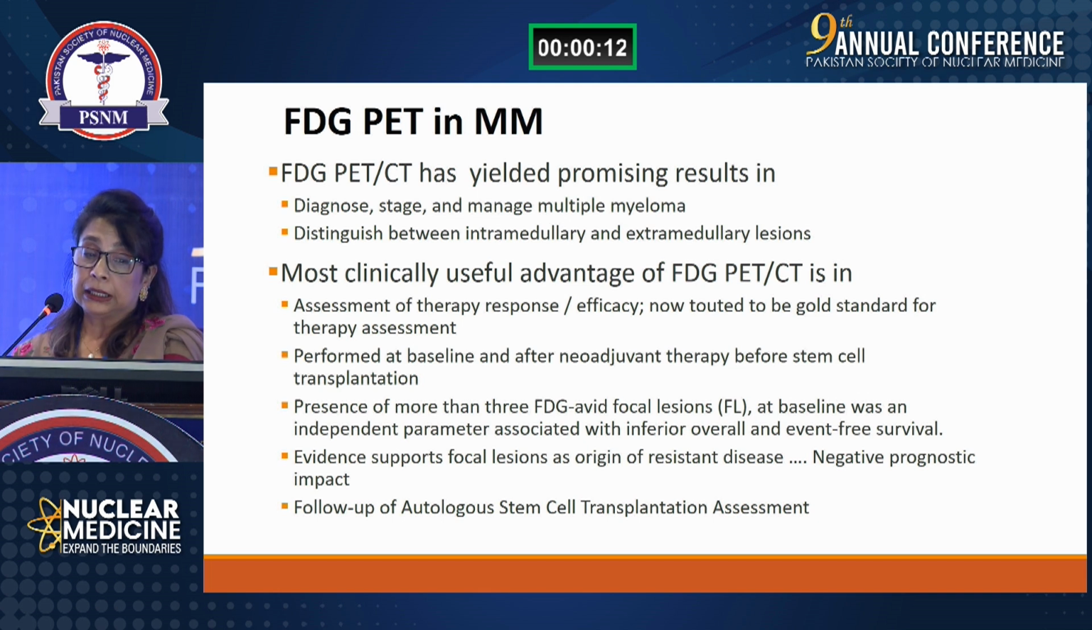The most useful advantage is the assessment of therapy response, and it is best performed at baseline and after neoadjuvant therapy before stem cell transplantation. Presence of more than 3 FDG avid focal lesions at baseline was an independent parameter associated with inferior overall and event-free survival. Evidence supports focal lesions as origins of resistant disease, and they have a negative prognostic effect. And then, of course, follow-up, like I said earlier for the leukemias, we can also do for the multiple myelomas.